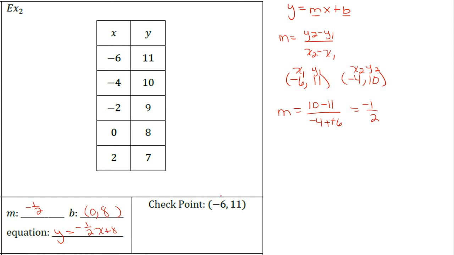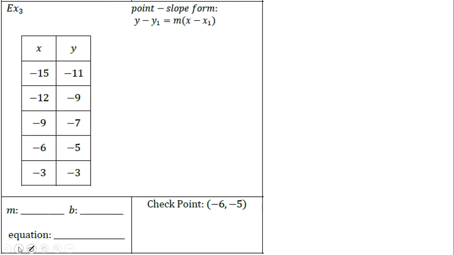Okay, let's check point (-6, 11), just to make sure our equation is true. So y is 11, x is -6, and let's do the math. -1/2 times -6 is a +3 plus 8, and we do get 11 equals 11, a true statement. Our equation is correct. Example 3. Again, we're given a table, and we're going to put it in slope-intercept form.